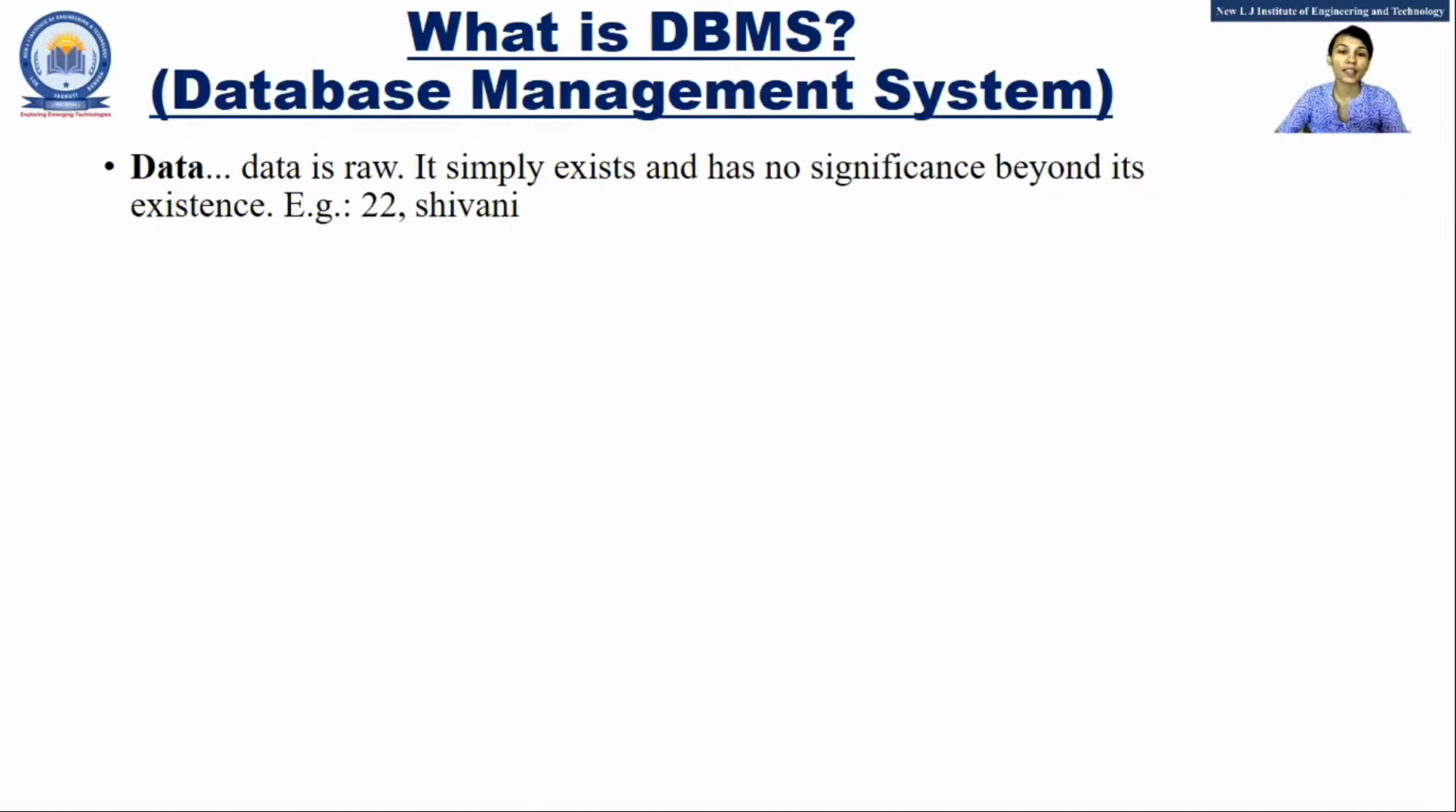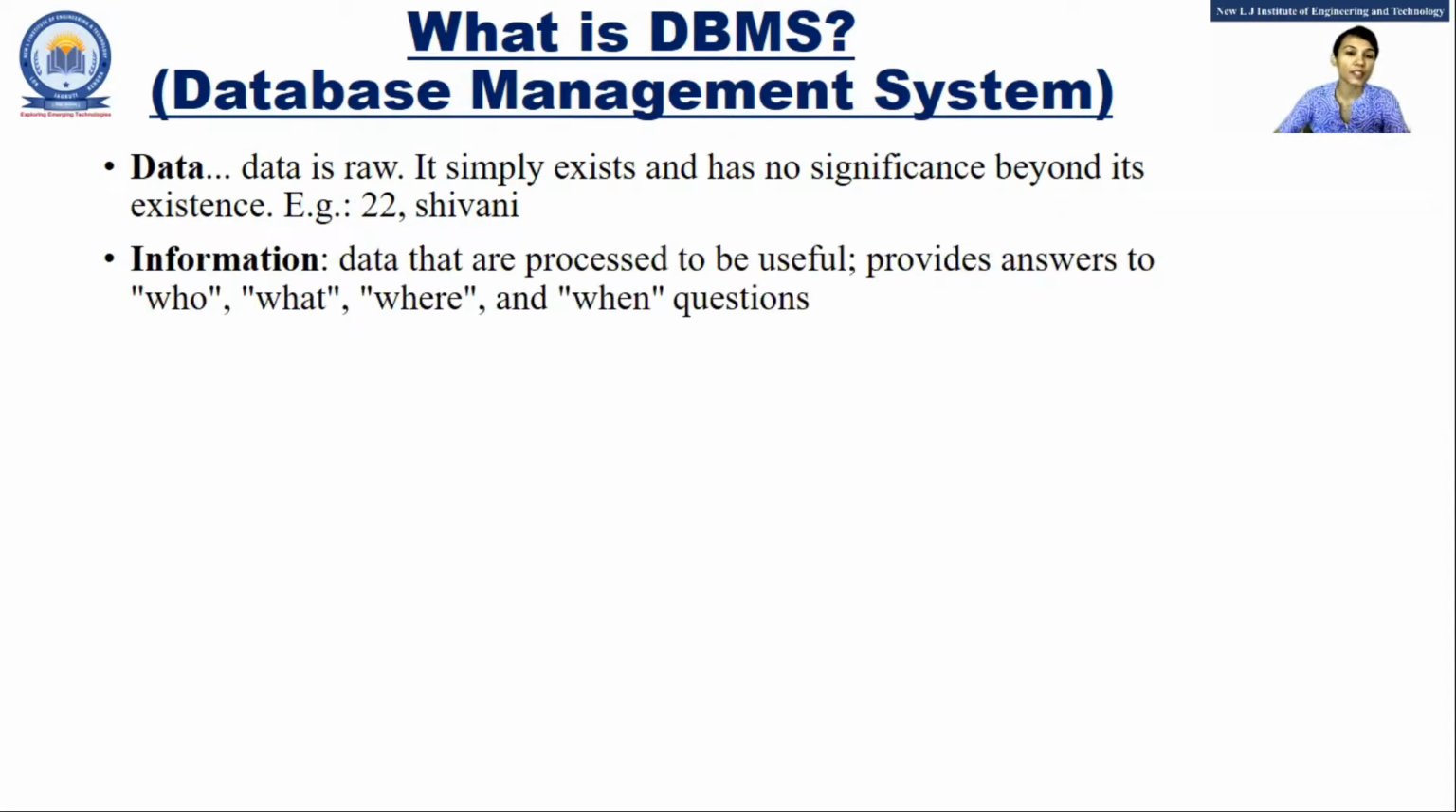So now next is, what is information? Whenever we process our data, it becomes information. So information is nothing but the processed data. Whenever we ask questions with who, what, where, and when, and we get the answers to these kinds of questions, then it is known as information. Suppose I have told you that 22 is the age of Shivani, and then I ask you what is this 22? Then you can directly say that 22 is the age. It stands for the age number.